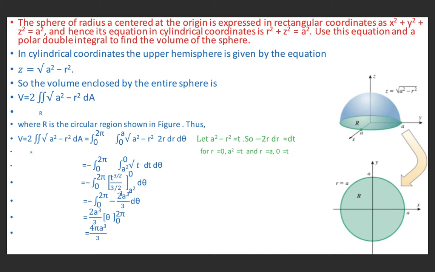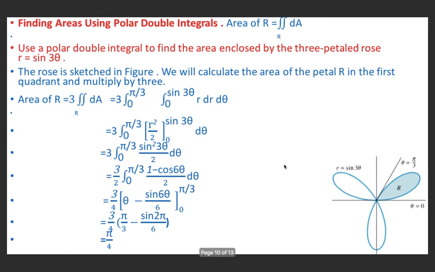Now minus 2a cube upon 3 is constant, and this is a minus sign, this is also minus, so it is 2a cube upon 3. We are left inside only with 1. So the integration of 1 is theta within the limits 0 to 2 pi. Substitute the upper limit, so 2 pi minus 0, and 2a cube upon 3 into 2 pi is 4 pi a cube upon 3. So we have found the volume of the sphere by using polar double integrals.